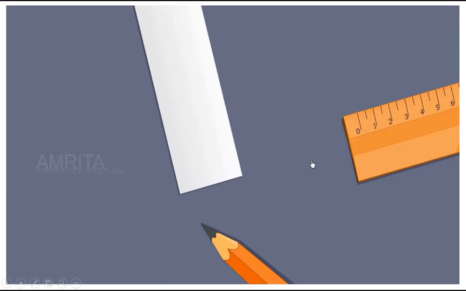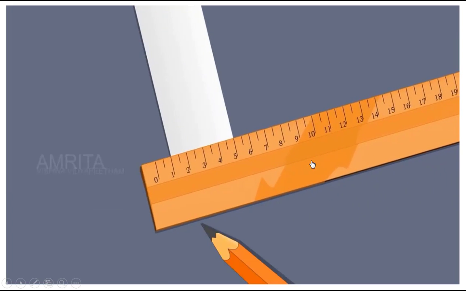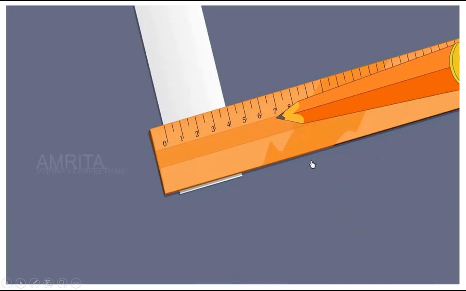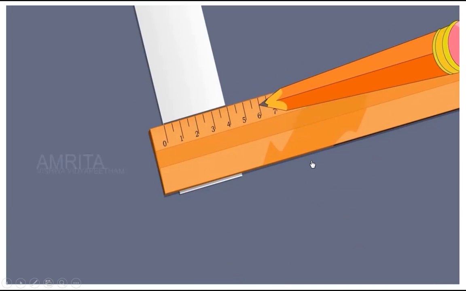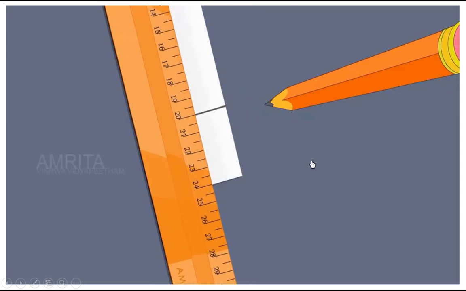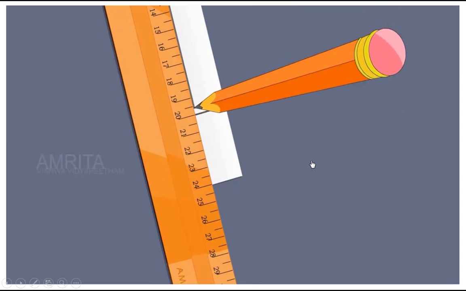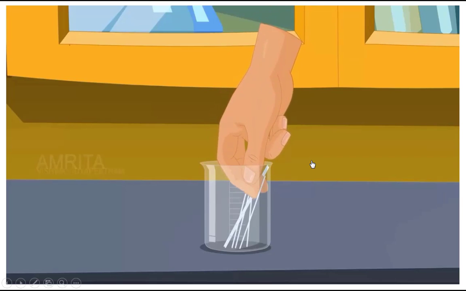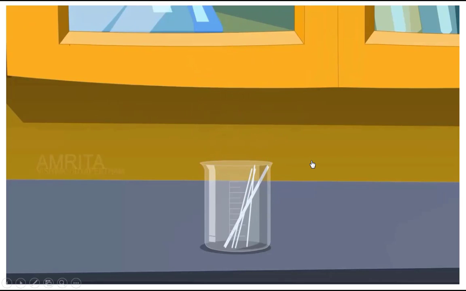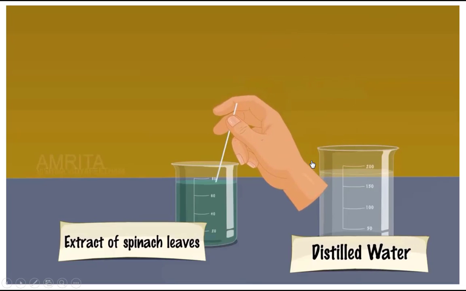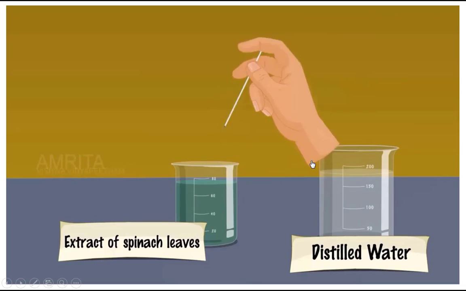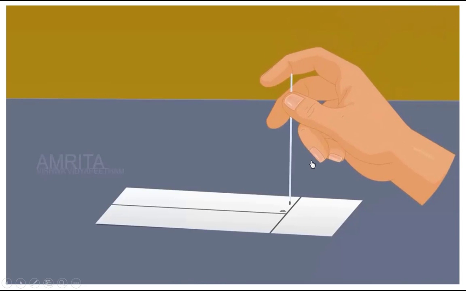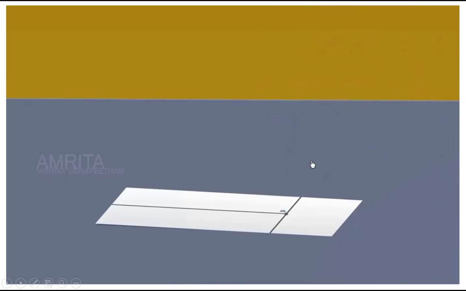For this, we select a paper of a desired shape and size. We mark a particular area down from the bottom, and we mark the center where we will keep our samples. The distance from the bottom should be around 2 to 4 centimeters, so that the area remains above the solvent during dipping. With the help of a capillary tube, we take the sample and put it over the center of the spot we marked with a pencil.